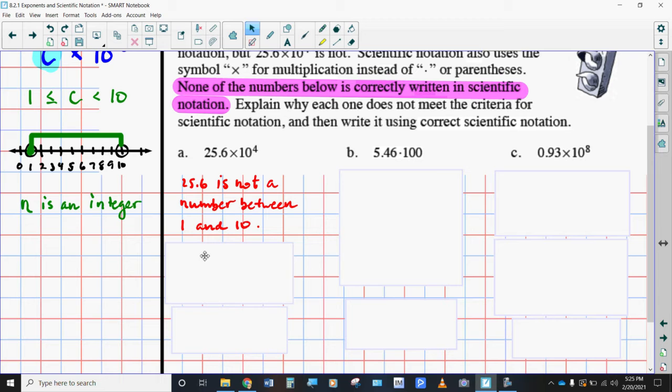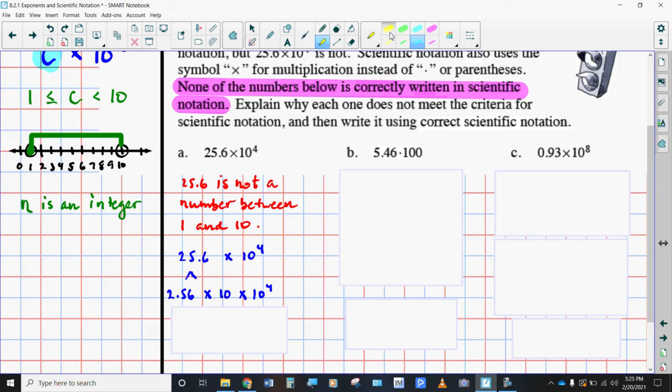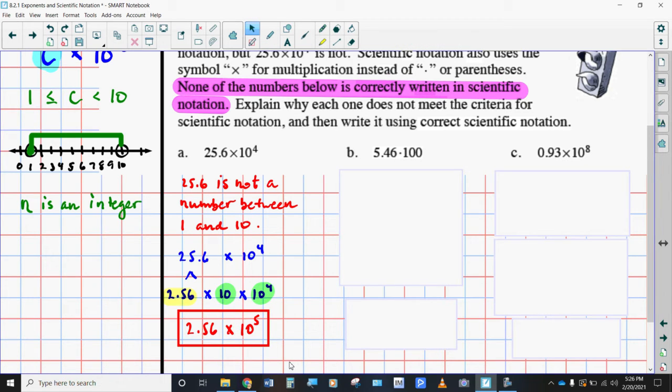Well, in order to fix that, we've got to think about the multiplication that's happening here. So 25.6 really is 2.56 times 10. And so if I just take this part and move the power of 10 in with the other powers of 10, that becomes 10 to the fifth power, right? 10 times 10 to the fourth is 10 to the fifth. So now we can rewrite this as 2.56 times 10 to the fifth.